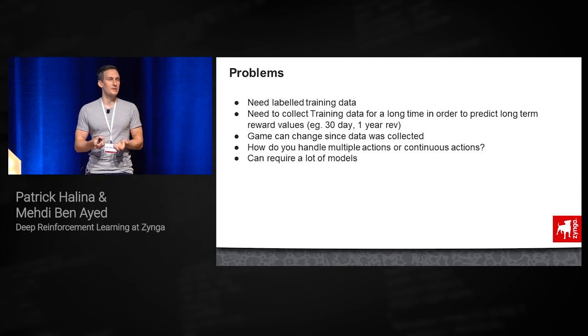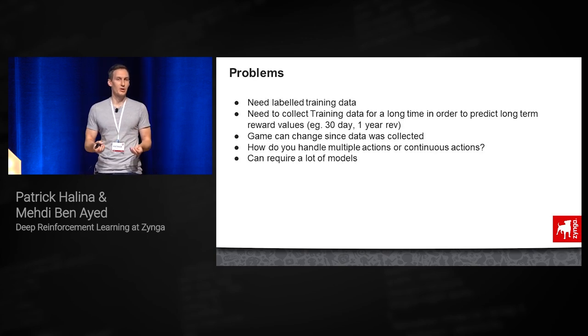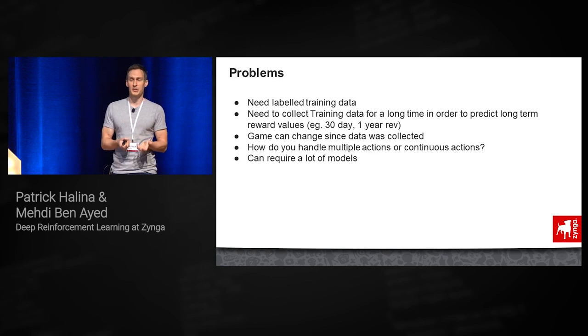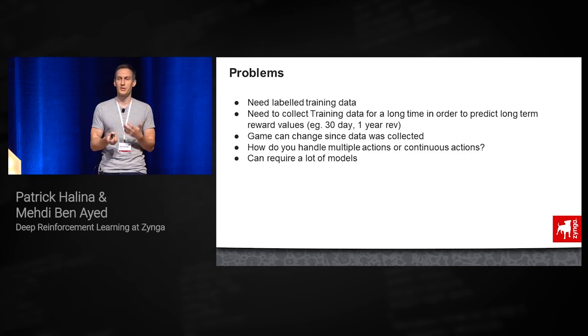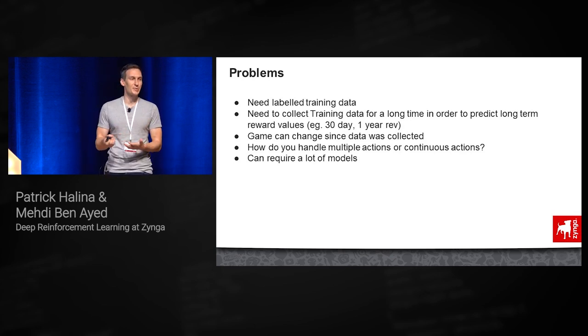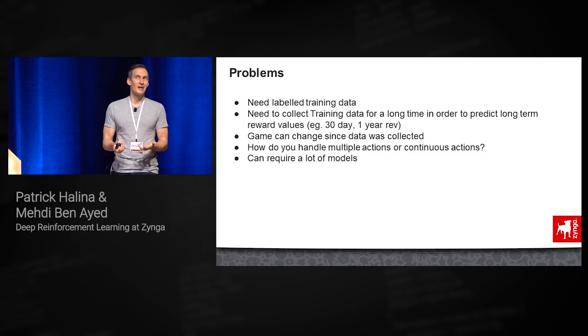It also gets hard to apply this if you have a whole lot of actions. You might need a different model for every single one of these actions. And if your action space is continuous, it becomes even more difficult. So if you're trying to tune your difficulty, and it's a continuous variable from 0 to 1, now you can either choose a subset, like 0.1, 0.2, 0.3, whatever. But you're not really honing in on the exact value there. It gets harder to apply that with supervised models.